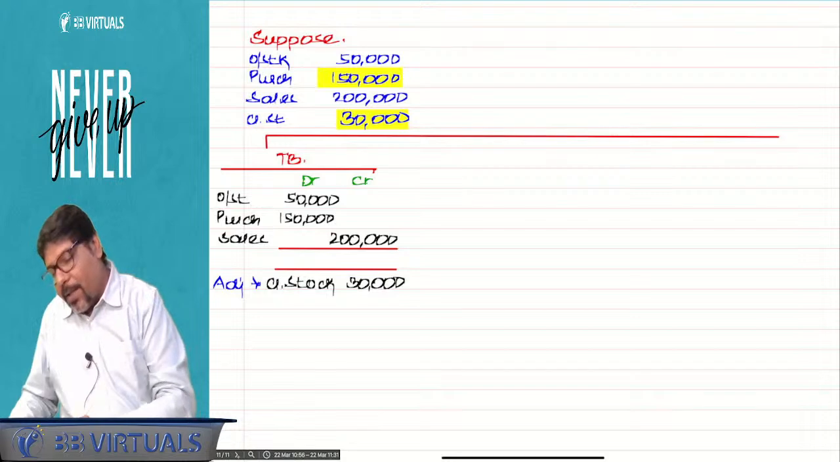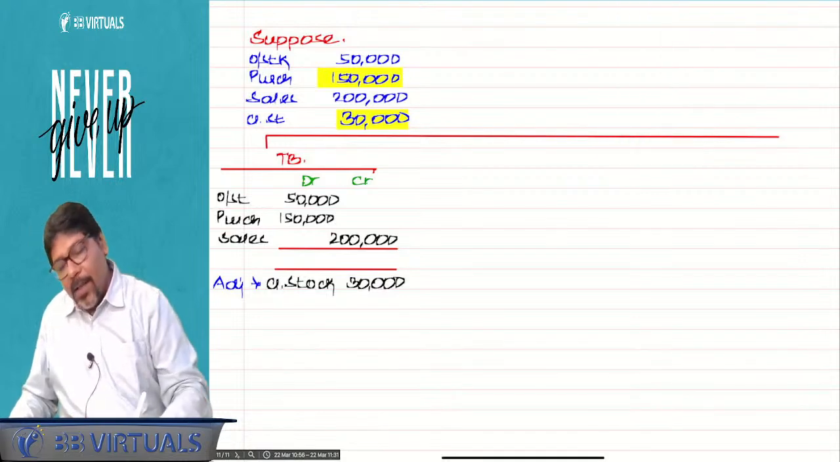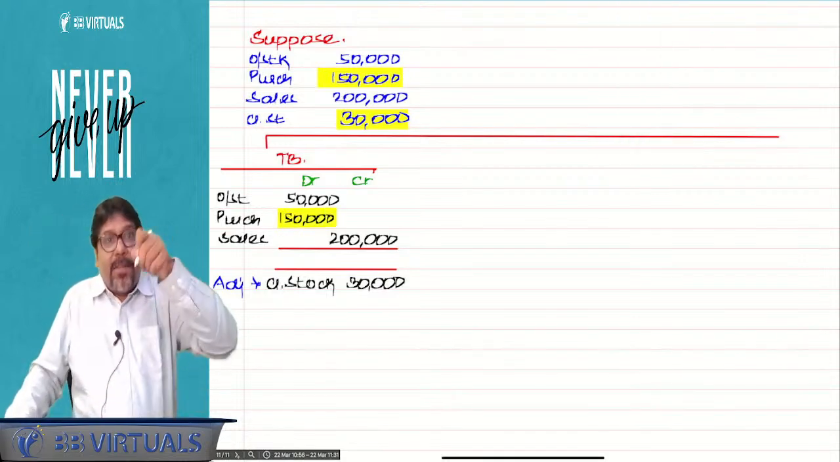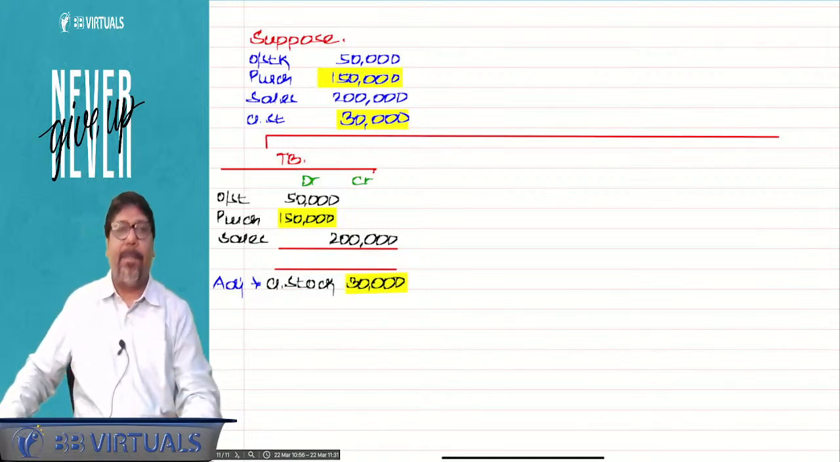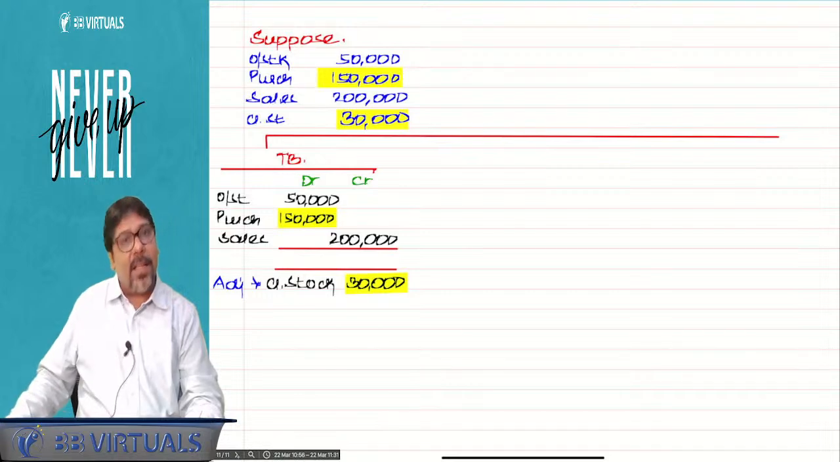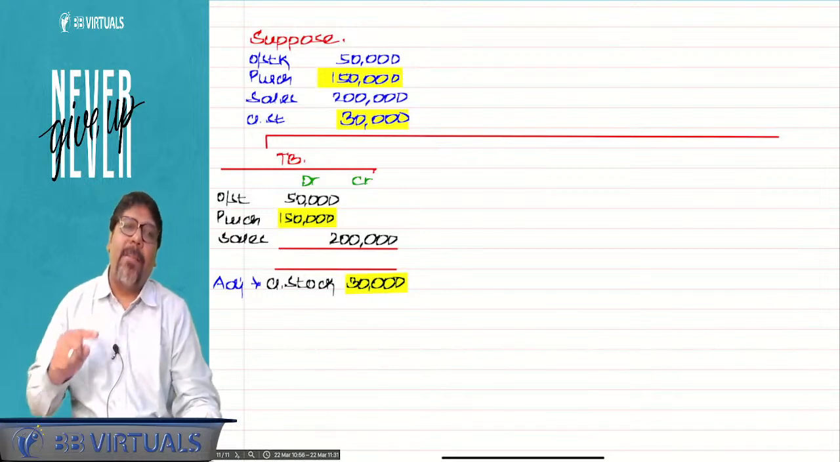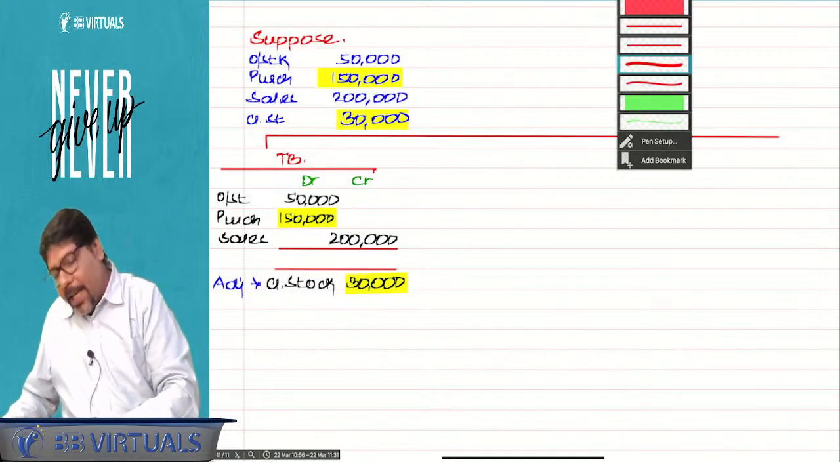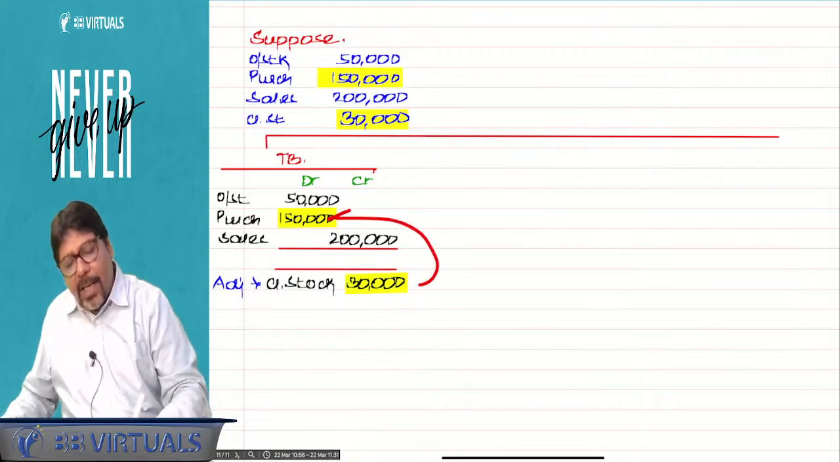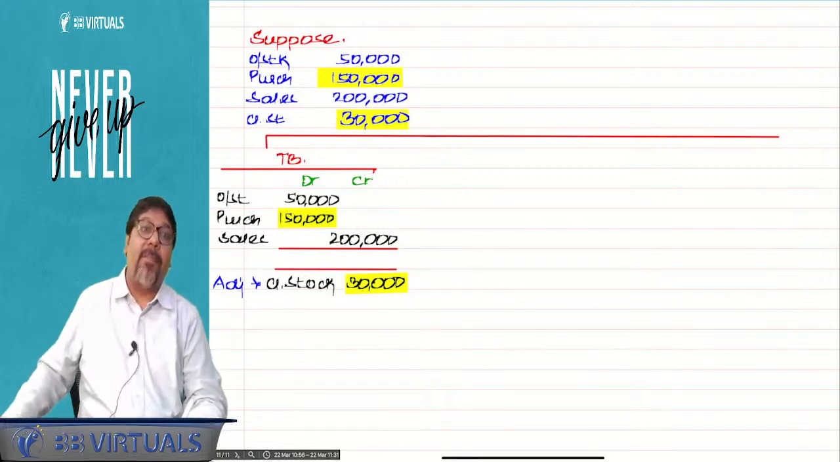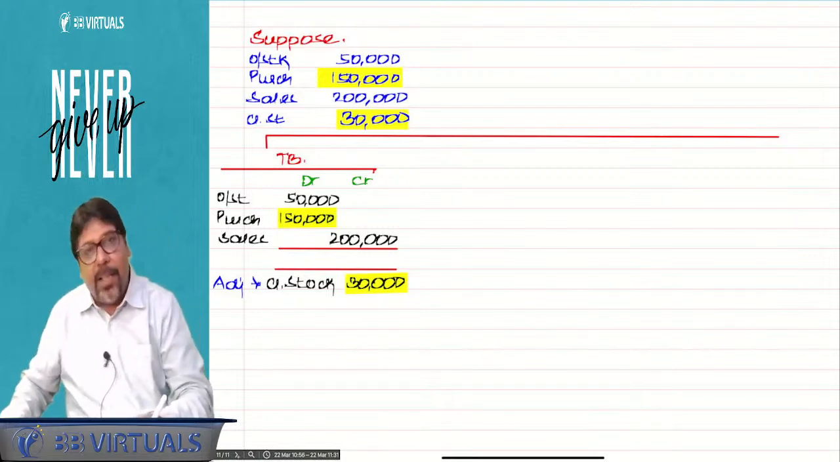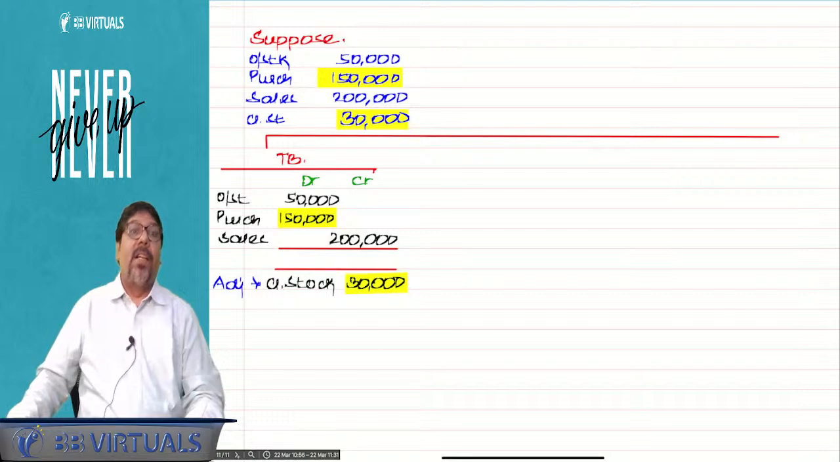Now relax and think. How much have I purchased? 150. Out of this 150, how much is unsold? 30. Can I say this 30 is already included in purchases? Yes, this 30 is already included in purchases. So if I write closing stock in the trial balance, chartered, then it will be accounted twice because it is already included in purchases.